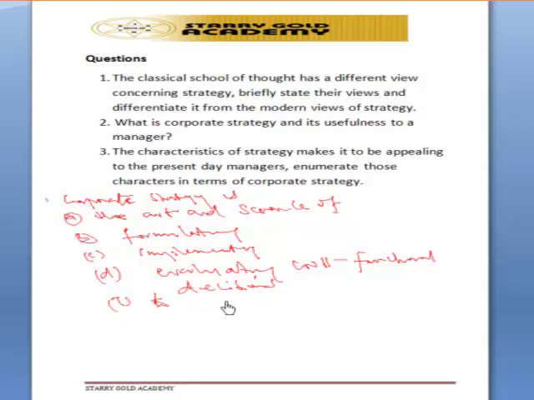And what is the outcome of that cross-functional decision, or what will be the outcome of the corporate strategy? To enable an organization achieve a stated objective. So we can put here objectives if possible. So that is corporate strategy.